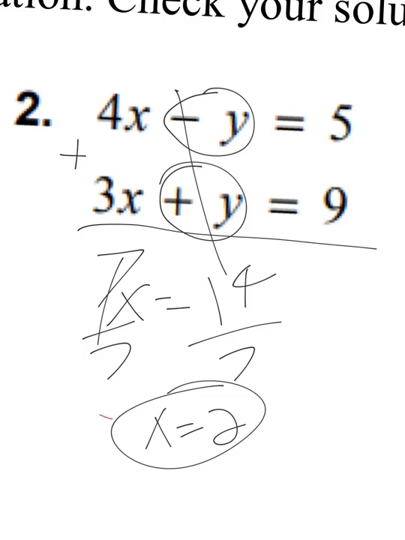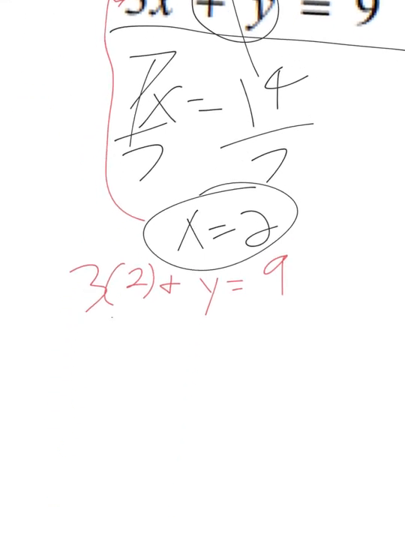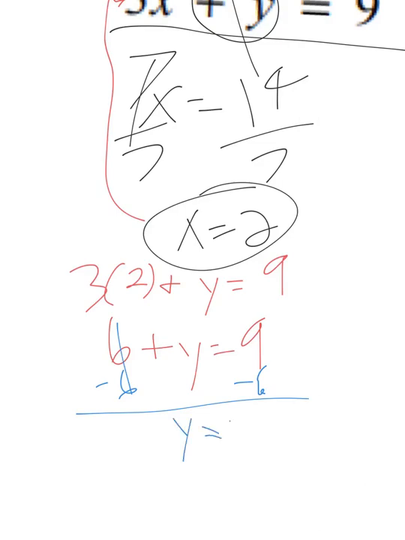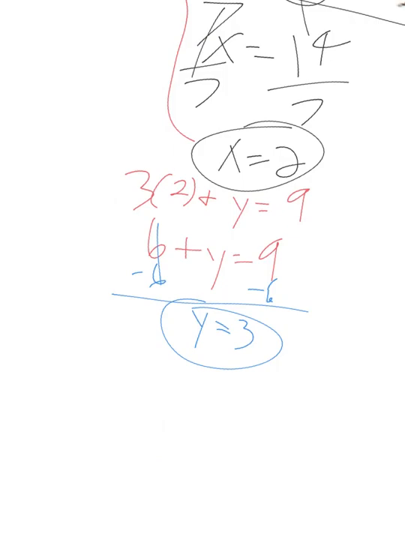So now I'm just going to take 2 and plug it in for x. It doesn't matter which equation, so I'll use the bottom one. So 3 times 2 plus y equals 9. Alright, so 3 times 2 is 6. 6 plus y equals 9. So y's got to equal 3 because 6 plus 3 is 9. Or subtract 6 from both sides. And 9 minus 6 is 3. So there we go. We got 2 comma 3.